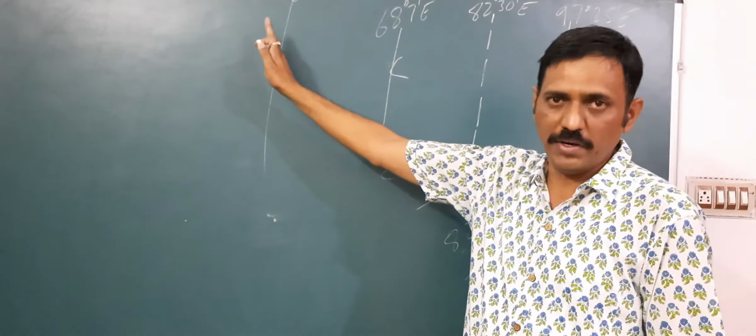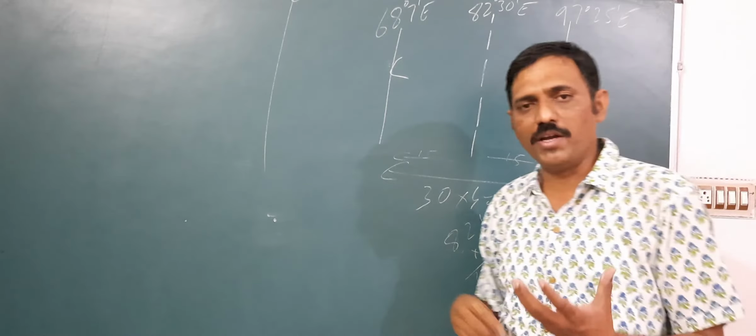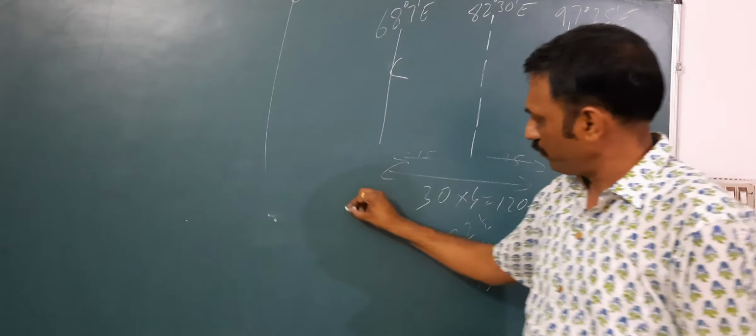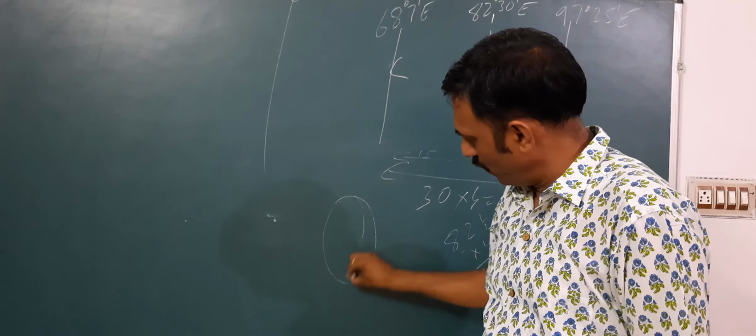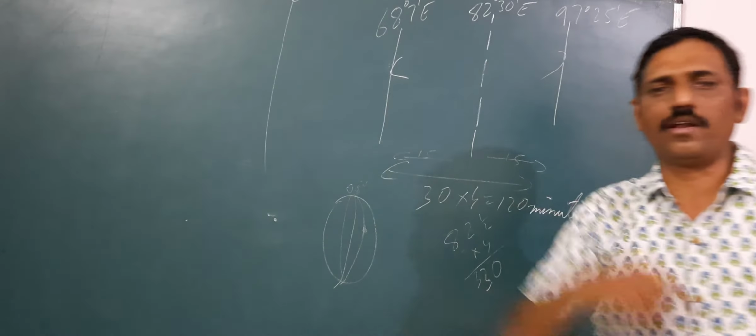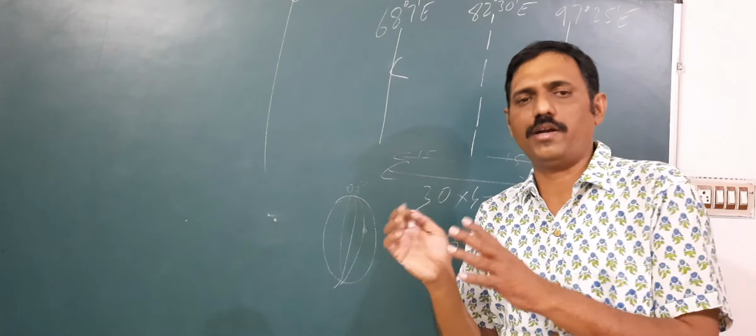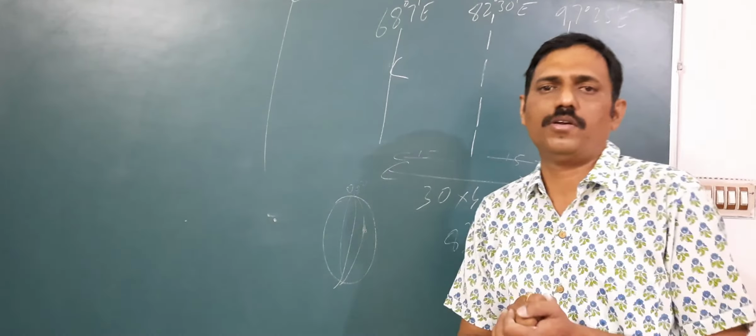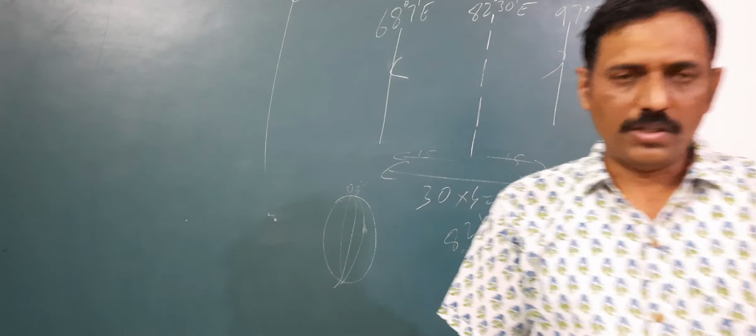Because the sun rises first in the east, we are in the eastern hemisphere. Japan is known as the land of the rising sun. So the first sunrise will take place in Japan, then in India, and then in Britain. Suppose this is 0 degree, this is 82 and a half, and here Japan is there. First sunrise in Japan, then India, and then Britain. So we are 5.5 hours ahead of Greenwich time. Now 82 and a half into 4 is 330. 330 means 5 hours 30 minutes. So I think the chapter must be clear.